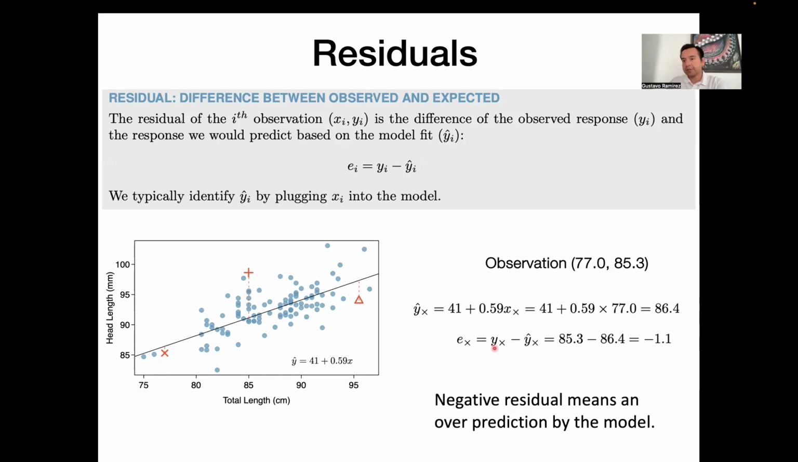The sign of the residual, positive or negative, will tell you the directionality. Is the model overestimating head length for a particular body length, or is the model underestimating head length for a particular body weight?